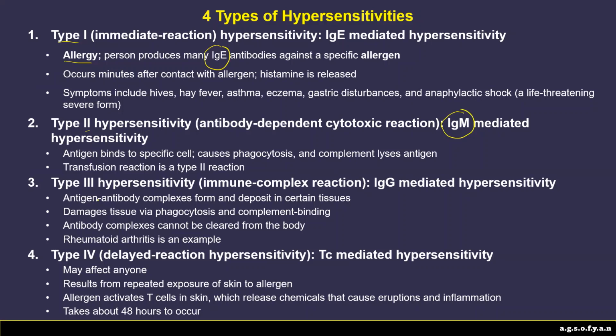Type 3, this is caused by the IgG. So IgG is overreactive. Sometimes it even attacks our own antigen, our own organs. Example is type 1 diabetes, rheumatoid arthritis. And then type 4, and this is the only one that is caused by T cell, which is overreactive to remove or to attack cells or organs that are not really harmful to our body.